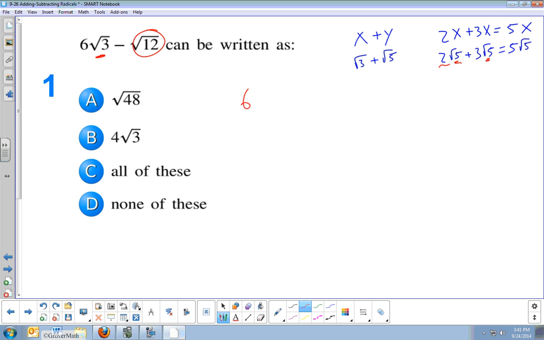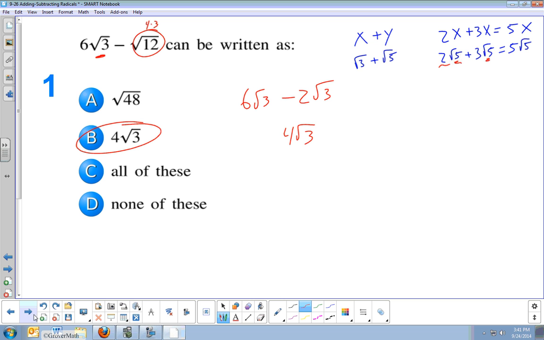So I have 6 rad 3, and rad 12, well, it's 4 times 3, so it's going to reduce to 2 radical 3. And 6 rad 3 minus 2 rad 3 is 4 radical 3. And so that's the answer. And so the key is just making sure you get like radicals before you add or subtract them together.